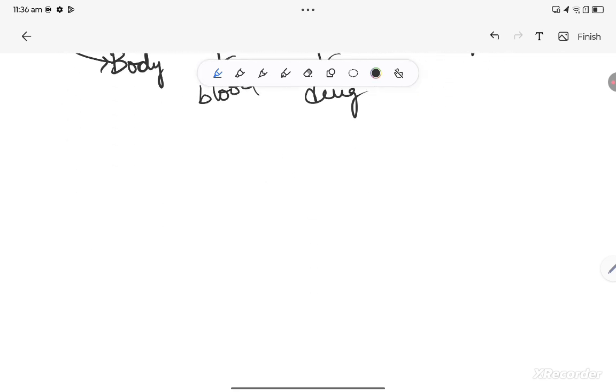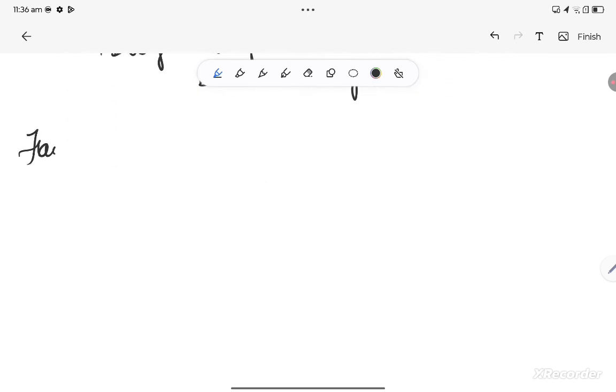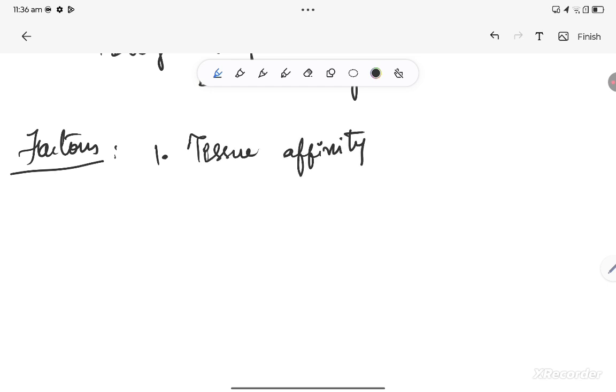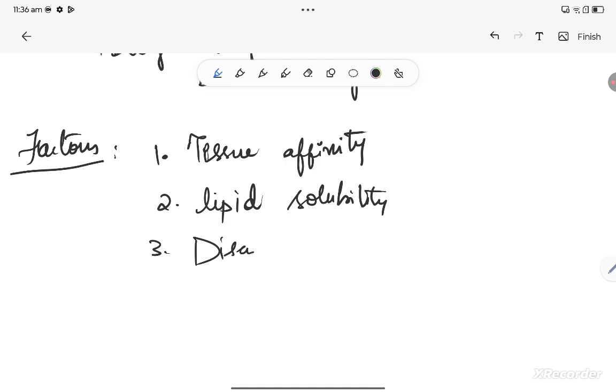Now what are the various factors which affect this? One such important thing is obviously the tissue affinity of the drug. Even if it has tissue affinity, if it is lipid insoluble, do you think it is easy for the drug to enter? No. So lipid solubility of the drug matters. In the same way, with respect to the patient, diseased conditions. These are the most important parameters.